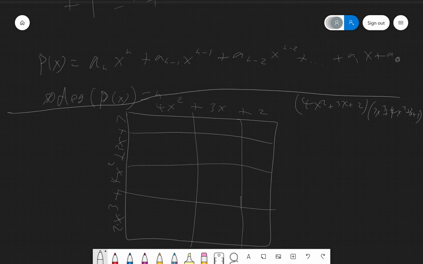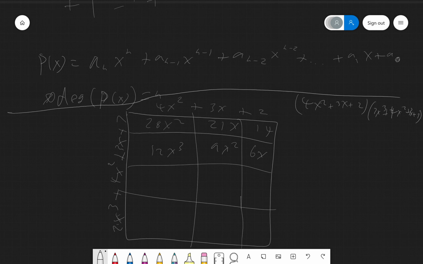And so we look here, so we do 7 times 4x squared, and that is 28x squared. And we do 7 times 3x. I'm using this grid, and we just divided it up. So 7 times 3x is 21x. 7 times 2 is 14. 3x times 4x squared is 12x cubed. 3x times 3x is 9x squared. 3x times 2 is 6x.